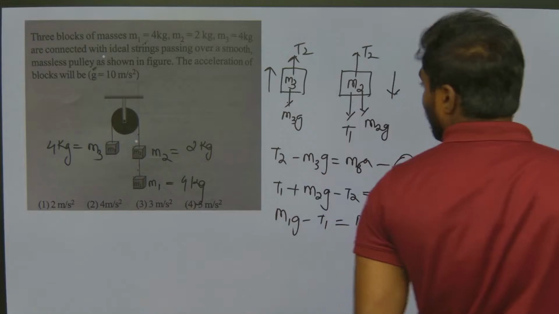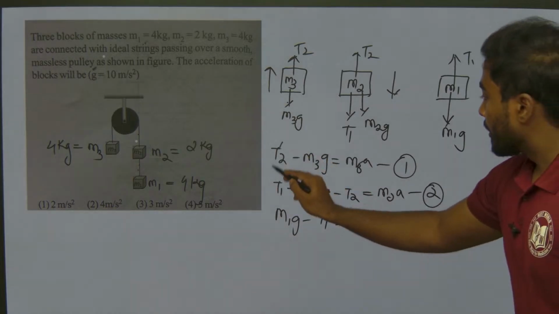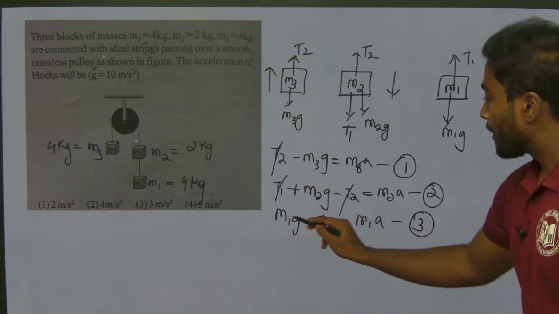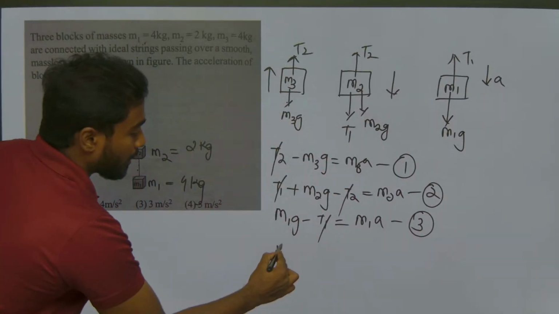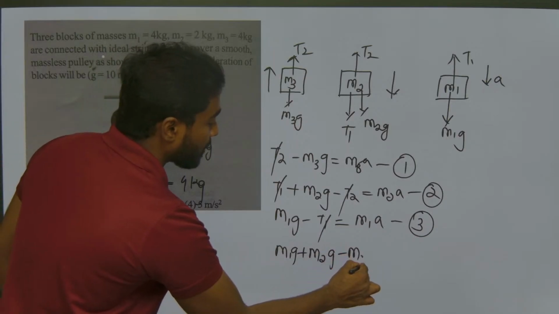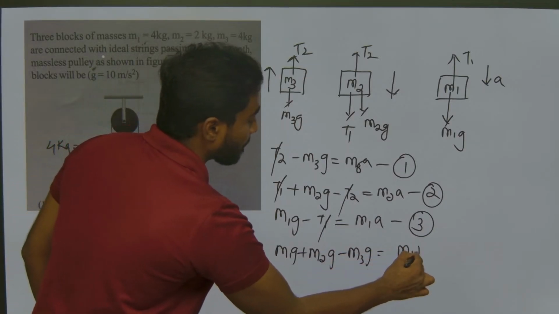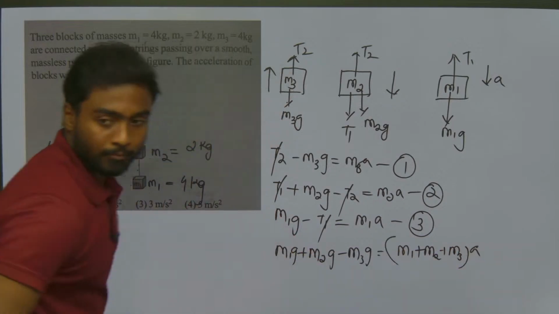So if I add everything, what will happen? T2, T2 cancel. T1, T1 cancel. So what is the remaining thing here? M1G plus M2G minus M3G equals M1 plus M2 plus M3 of A.